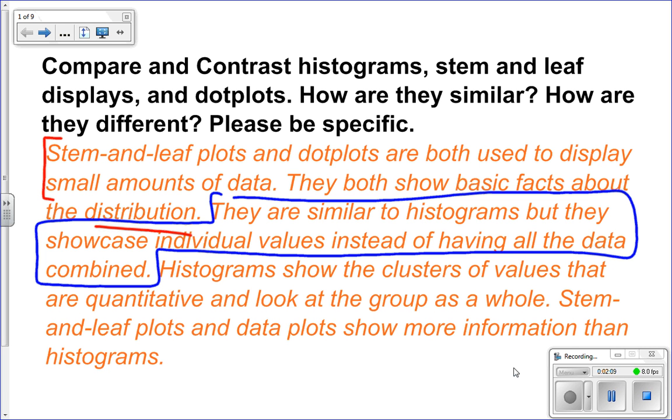Anyway, does that make sense? For small data sets, stem and leaf plots and dot plots are nice because they keep all the data there. Histograms generalize a lot better. Histograms show the clusters of values that are quantitative and look at the group as a whole. I would say that all three of them do that. Stem and leaf plots and dot plots show more information than histograms. That's true. So this is very, very well analyzed.